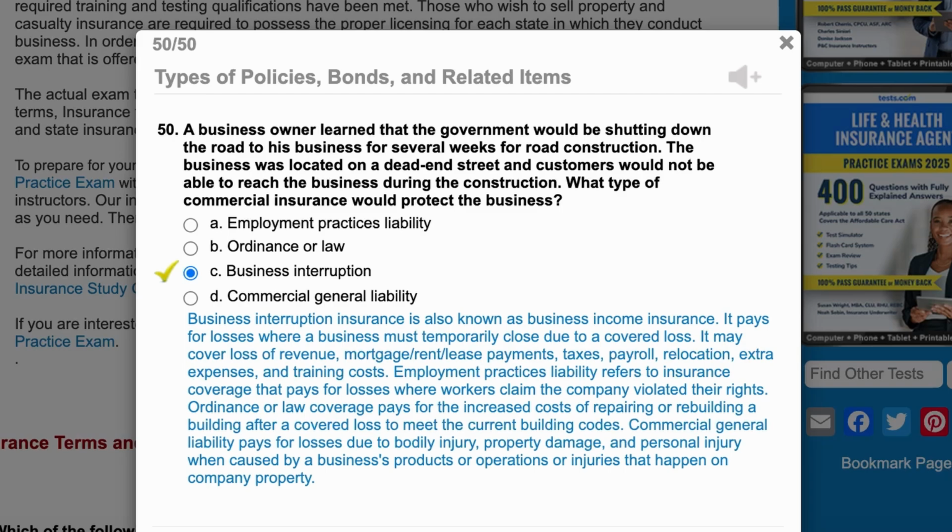Employment practices liability refers to insurance coverage that pays for losses where workers claim the company violated their rights. Ordinance or law coverage pays for the increased costs of repairing or rebuilding a building after a covered loss to meet the current building codes. Commercial general liability pays for losses due to bodily injury, property damage, and personal injury when caused by a business's products or operations or injuries that happen on company property.